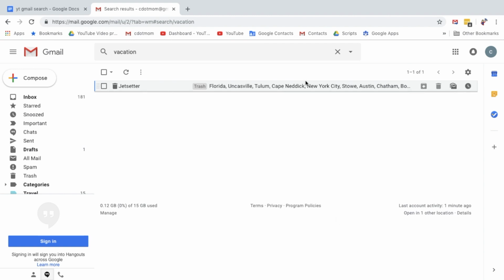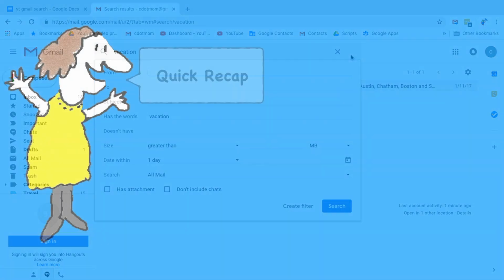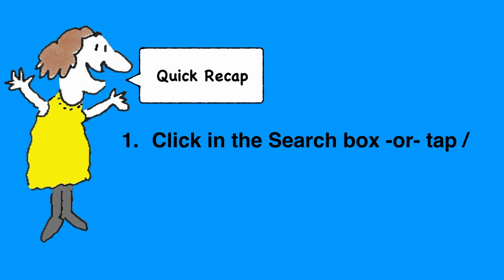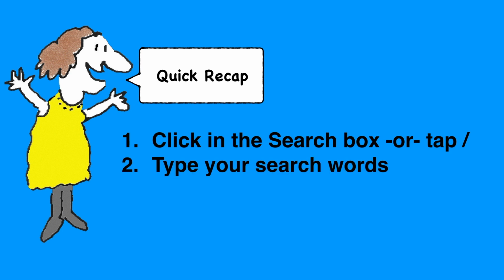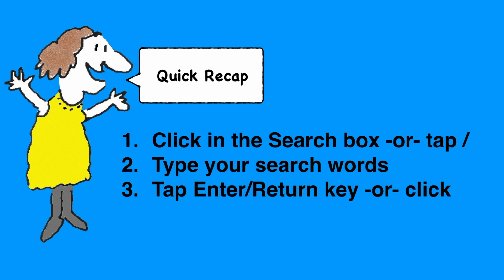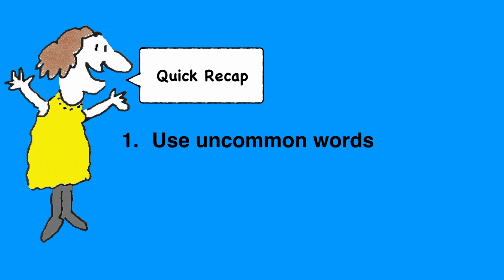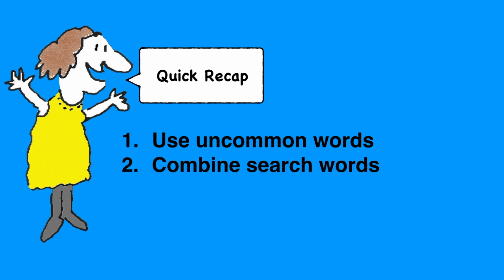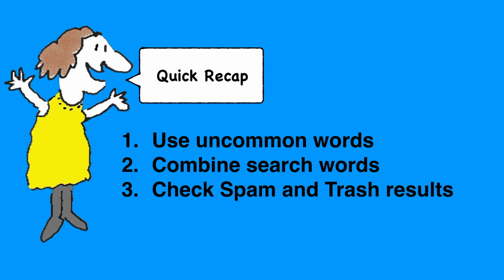So that's all you need to get started with search. Now, here's a quick recap of the steps we covered. For every search, click in the search box or tap the / key on your keyboard. Type your search terms and then either press the Enter or Return key or click the magnifying glass to run the search. For better searches, use unusual words, combine search terms, and don't forget to check the spam and trash results.